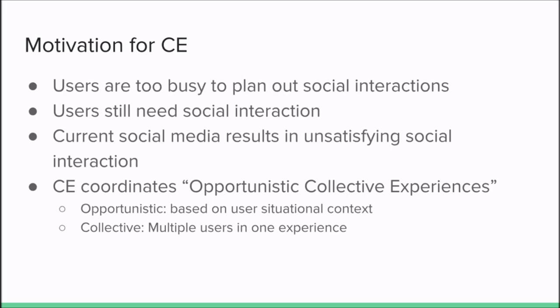So CE creates opportunistic collective experiences, and we can break that down to see how it overcomes no time for planning and passive engagements. So opportunistic: users are matched based on their current situational context, meaning the experiences that they get pulled into do not have to be planned. They're just based on the situation that you're in right now. And these experiences are collective, meaning that you will be actively engaging with another person or multiple people.